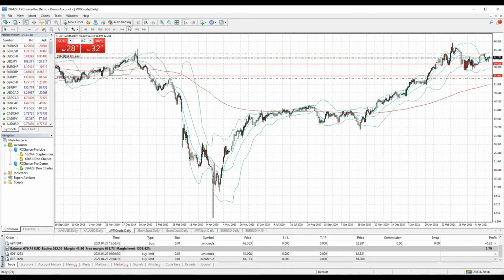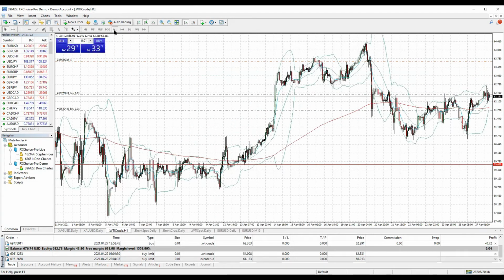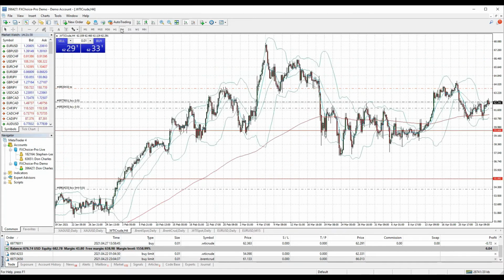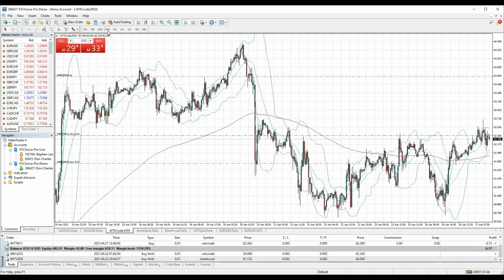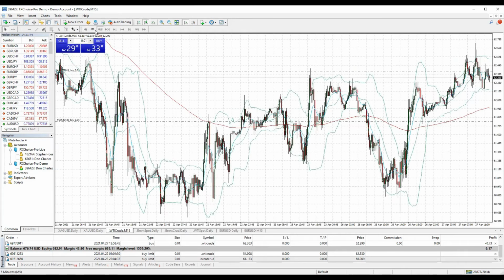Well, here, one day is selected. To switch from daily to hourly, I click here, 1 hour. This is a 1 hour chart. I can switch from 1 hour to 4 hours by clicking here. I can change from 4 hours to 30 minutes by clicking here. I can change from 30 minutes to 15 minutes by clicking here. I can change from 15 minutes to 5 minutes by clicking here.